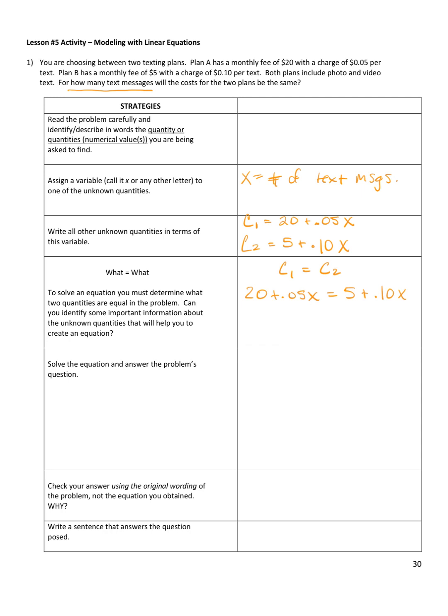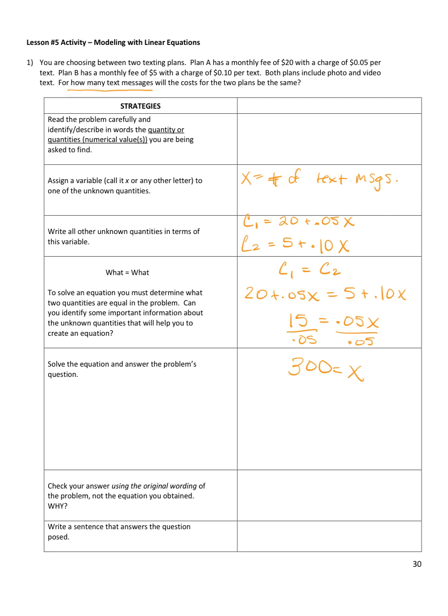Subtract 5 from both sides and I get 15. Subtract 0.05x from both sides and I get 0.05x. Divide both sides by 0.05. And we get x equals 15 over 0.05, which is 300.